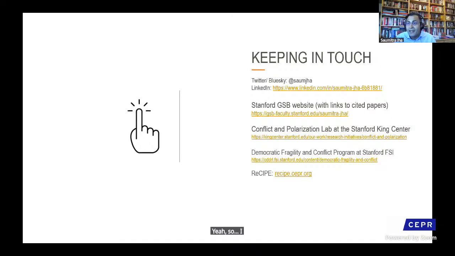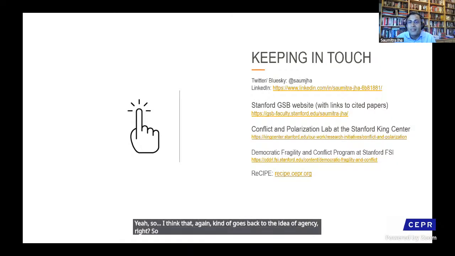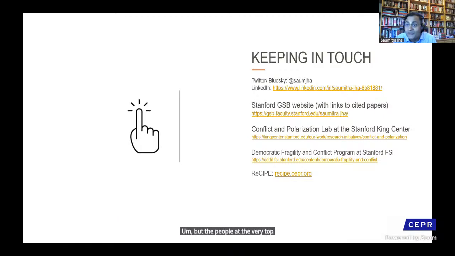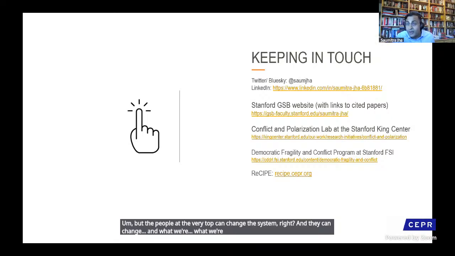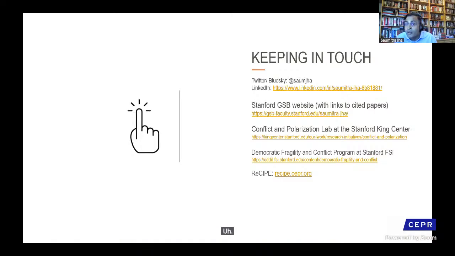Yeah, so I think that again goes back to the idea of agency, right? Some of these questions point to the fact that you're trying hard to change the system, but it's a hard system to change, and that's undoubtedly the case. But the people at the very top can change the system, and what we're showing is they can change the culture as well. They can even change the way people perceive that they themselves should be acting, and I think that gives me a lot of hope, to be honest.